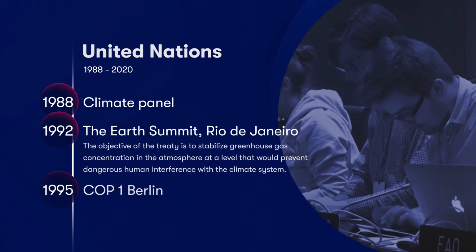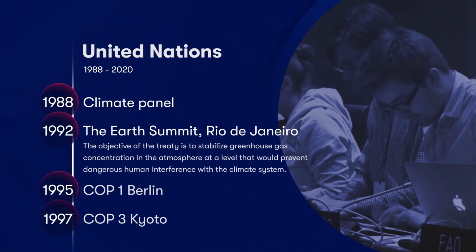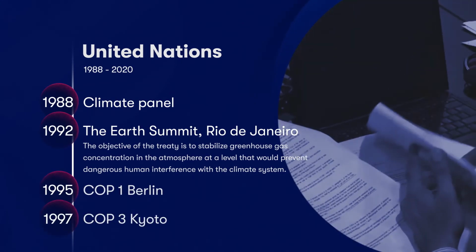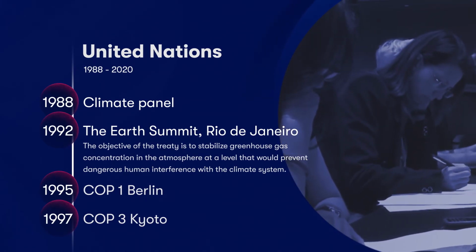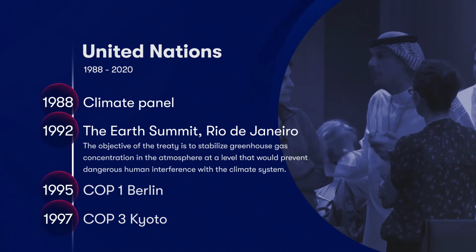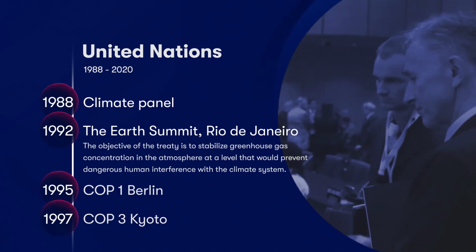COP1 took place in Berlin in 1995. COP3 was held in Kyoto, where the Kyoto Agreement was established. The agreement was never fully implemented. One of the reasons it was not implemented was that the USA did not want to participate.